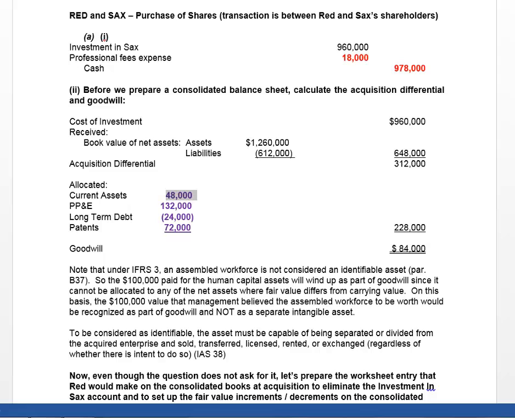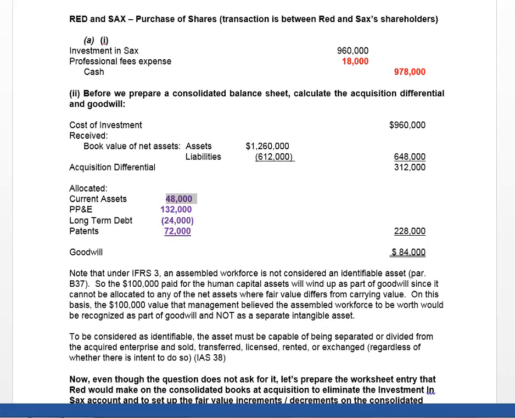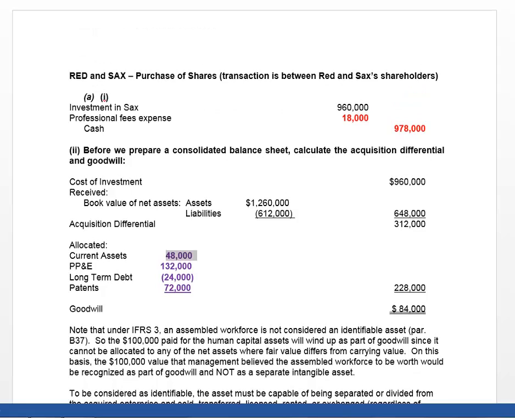So you'll remember that we said earlier that because we have a purchase of shares, the transaction is directly between the parent company Red and the shareholders of Saks, not Red transacting with Saks directly. Red is transacting with Saks' shareholders. So therefore, the only journal entry we're going to make is the journal entry that Red would make on its books. And that journal entry to record the investment is going to debit it for $960,000.